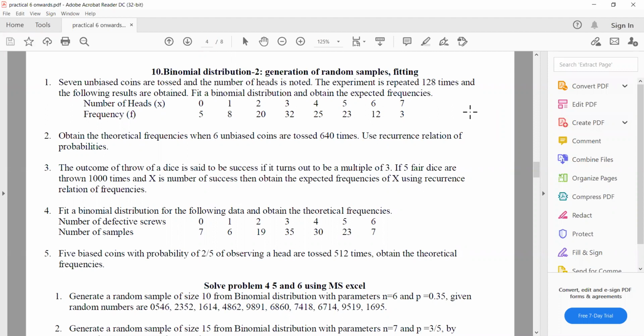Say for example, in the first question, what we are doing here is we are taking 7 unbiased coins. So we keep 7 coins and toss them. We are repeating the experiment 128 times. On the surface this looks binomial, because you are tossing coins. Every coin has 2 outcomes, success as well as failure, heads and tails respectively, and out of 7 you are counting how many heads come, and you are repeating that 128 times. And this is the distribution of number of heads obtained when you toss 7 coins 128 times.